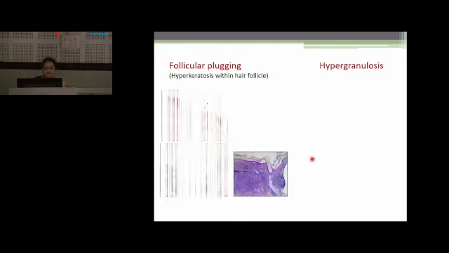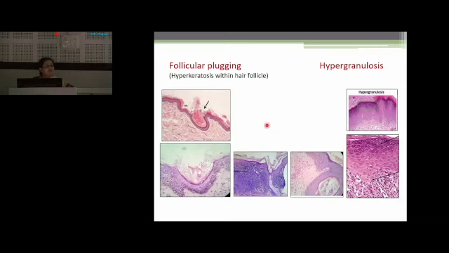Follicular plugging is hyperkeratosis within hair follicle. This is seen in DLE, but not specific to that. Sometimes we may get a parasite inside the hair follicle, that is Demodex folliculorum. Normal granular cell layer thickness is variable depending on the site, and it is directly proportional to the keratin layer and inversely proportional to the parakeratotic layer. So hypergranulosis can be uniform, it can be focal, or it can be wedge shaped, as in case of lichen planus.